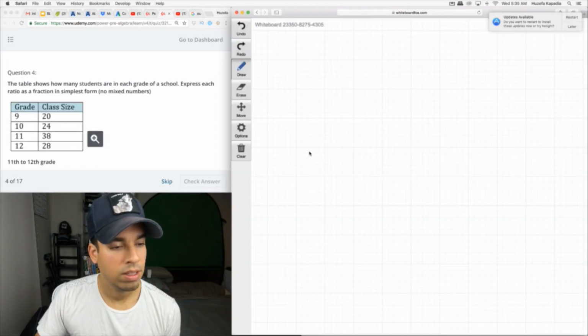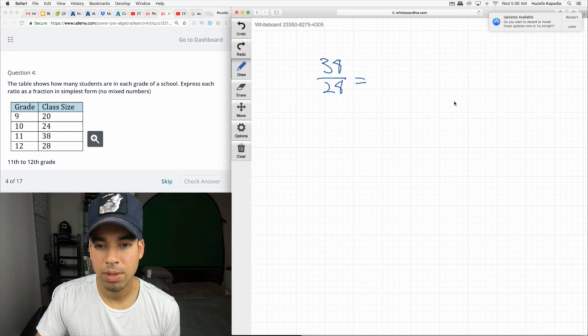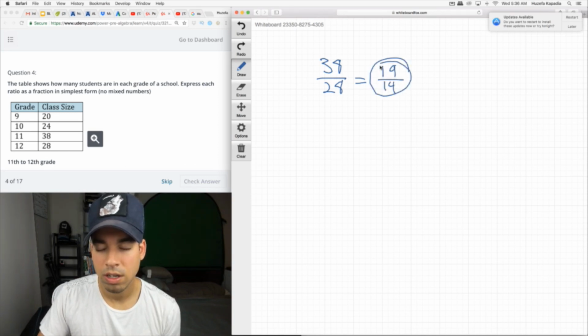And last one, 11th to 12th grade. So 11th is 38 over 12th, which is 28. And we divide the top and bottom by 2, and we get 19 over 14. And there's our answer.